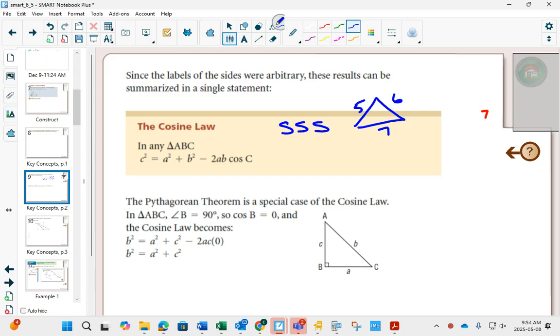This is the one situation, and the other situation is when you have two sides, but the angle is in between them. So we call this side angle side. Can't use the sine law because we don't know that other side. We can't find that other side because you're not allowed to use a squared plus b squared equals c squared. These are the situations where we use the cosine law.